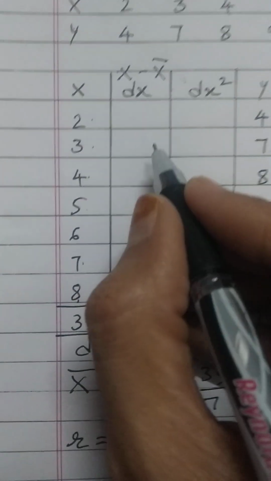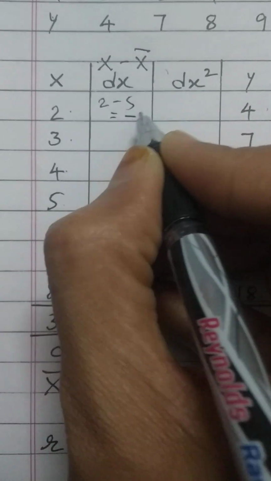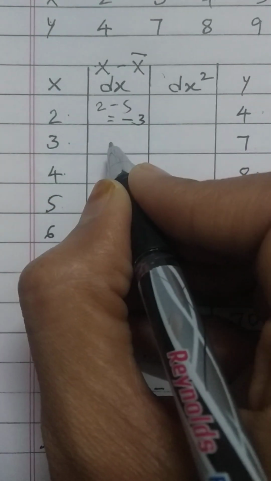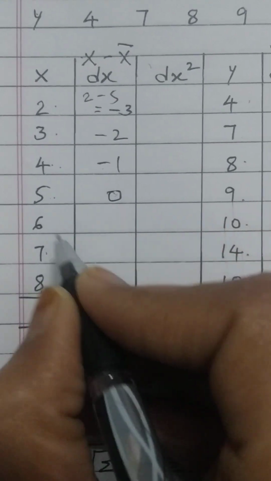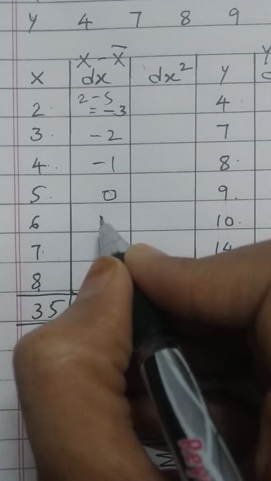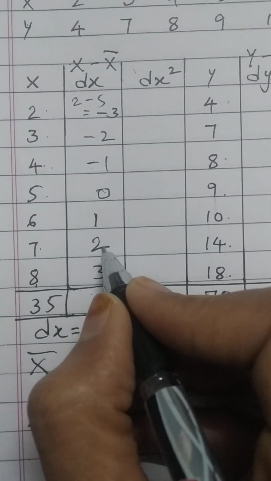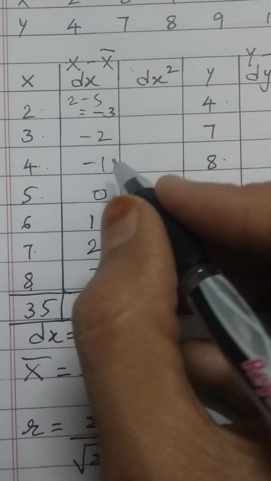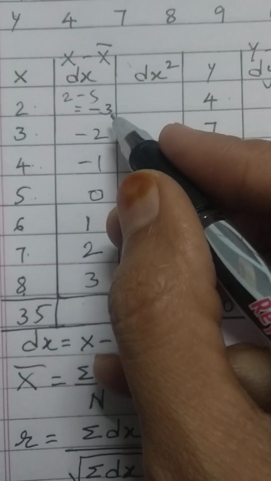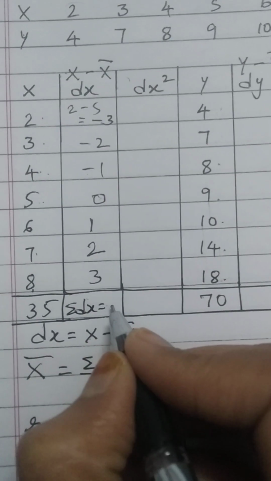Now x minus x bar, x bar is 5, I told. That means 2 minus 5 is equal to minus 3. Again 3 minus 5 is minus 2. 4 minus 5 is minus 1. Then 5 minus 5 is 0. Then 6 minus 5 is 1. Then 7 minus 5 is 2. Then 8 minus 5 is 3. When I add this, sum of dx is equal to 0.